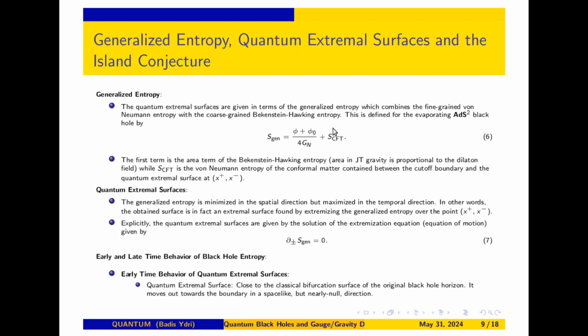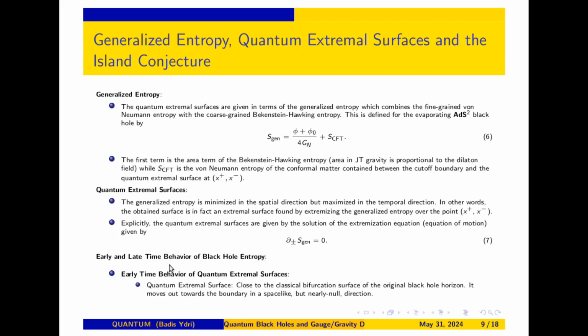The so-called quantum extremal surfaces are found by extremizing the generalized entropy over the point (x+, x-), as described by equation 7. These surfaces are minimized in the spatial direction but maximized in the temporal direction, which is the reason why they are extrema of the entropy. The study of these surfaces helps in understanding how information is distributed within the black hole and how it changes over time. The behavior of black hole entropy varies over time.